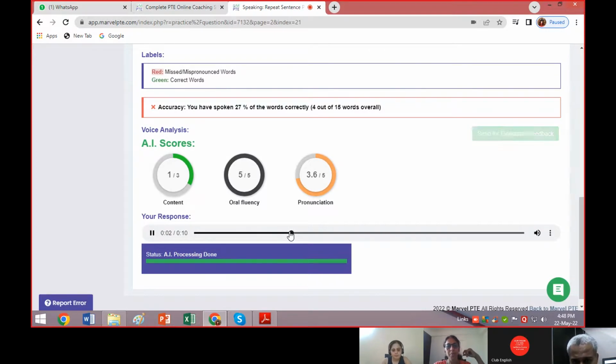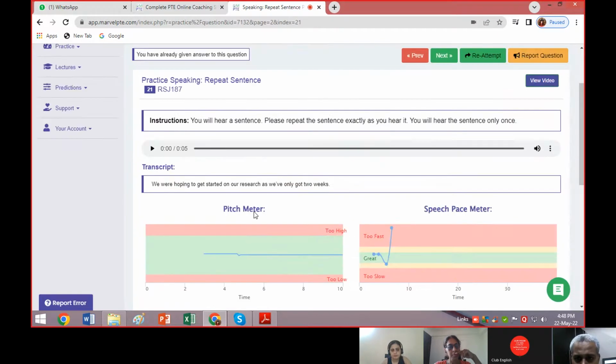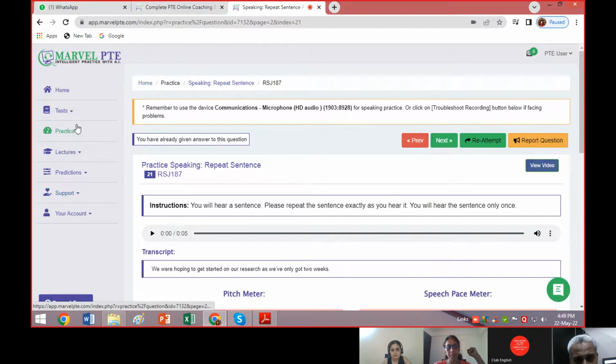We are hoping to start our research because we have only got 2 weeks. I got stuck. That's what happened. You have to tell people how not to get stuck. You have to concentrate a lot while you do. Okay, so this was the repeat sentence. Now let's move on to the next one, and let's see what is there.